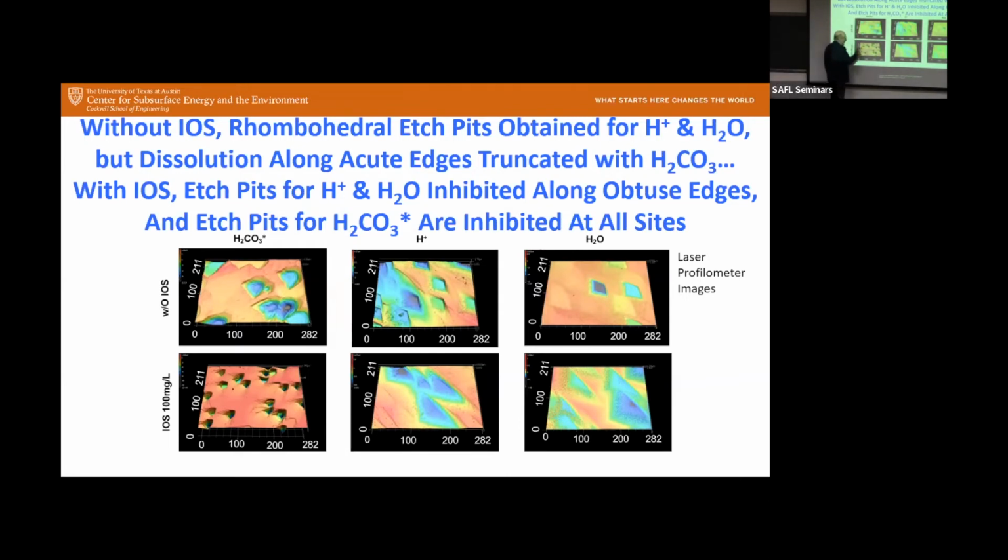For the carbonic acid, we have many more etch pits, but they're much smaller and much shallower. So overall, the behavior is arrested on all sides. We didn't have dissolution along the acute edge initially, and now the obtuse edge, once it starts to etch, gets arrested, or slows down significantly.